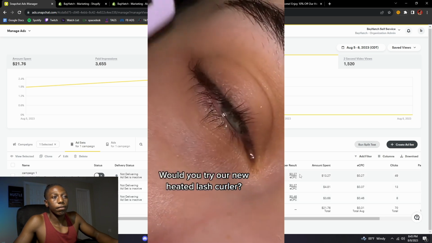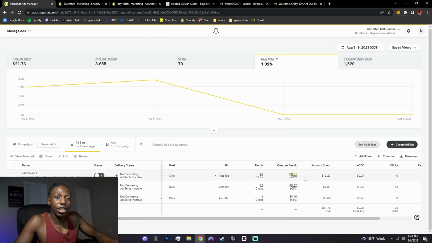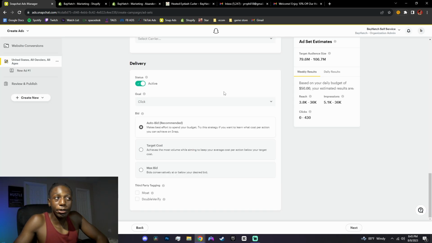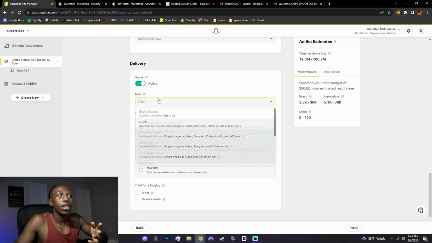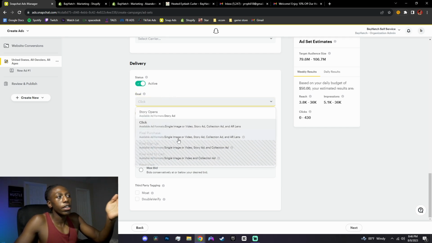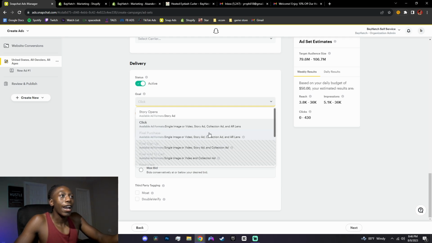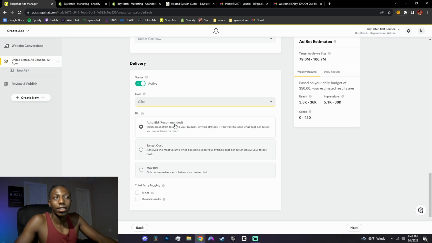But with it, I had 27% cost per click. But with Snapchat, it is really weird. So let me explain why it's weird. The one thing about Snapchat that is so weird is the delivery, the goal. It does not want you to put in add to cart or purchases as your goal. At first, it wants you to do only clicks.